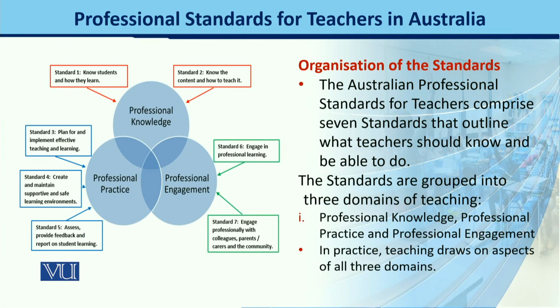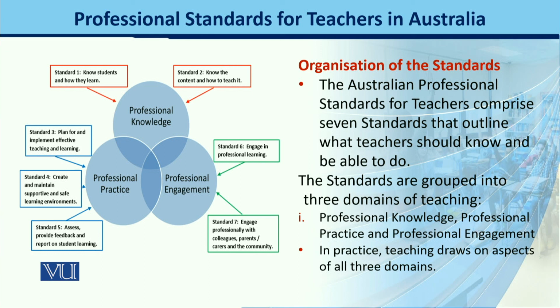The professional standards of the teachers are organized in a way that they are based on different stages and different standards. Basically, there are three groups: professional knowledge, professional practice, and professional engagement. So basically, there are three aspects of the teacher's professional standards, and again, each of the basic components of the professional standards is divided into different sub levels of the standards.